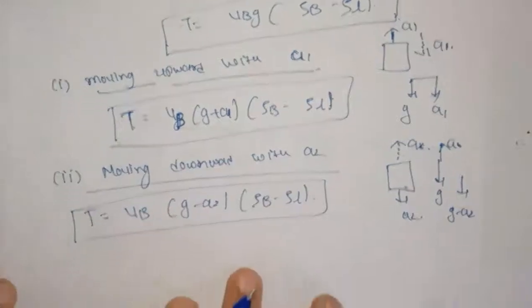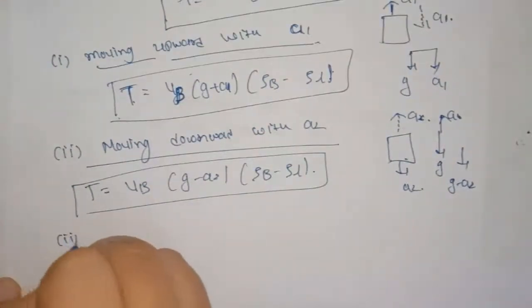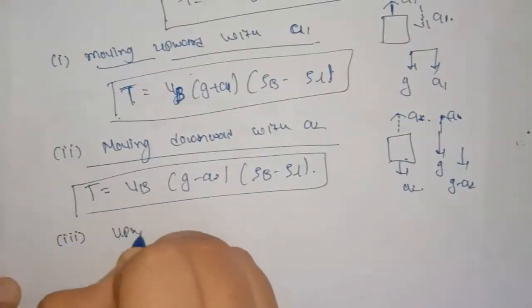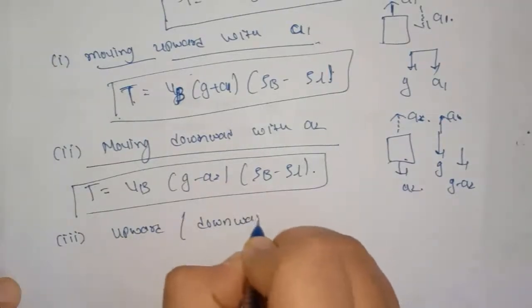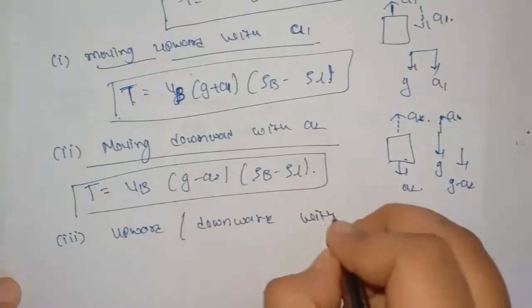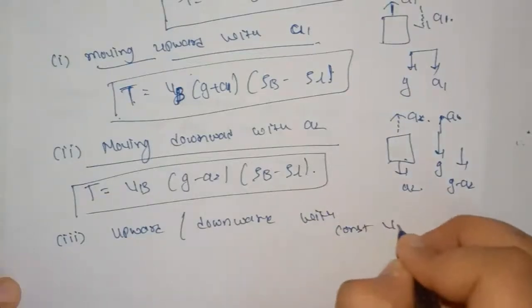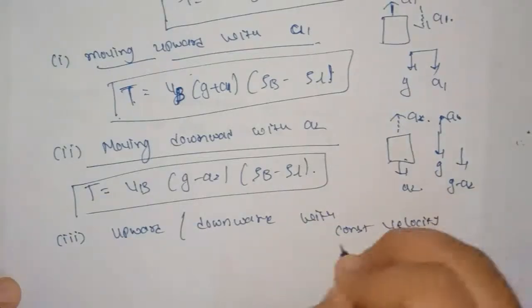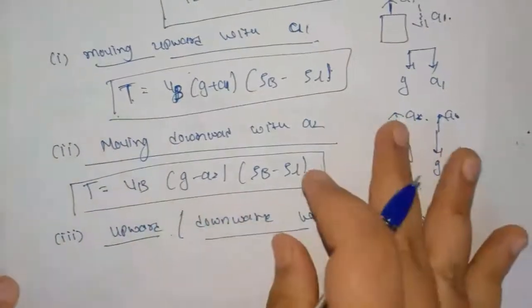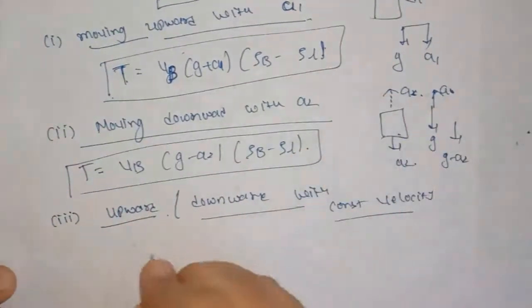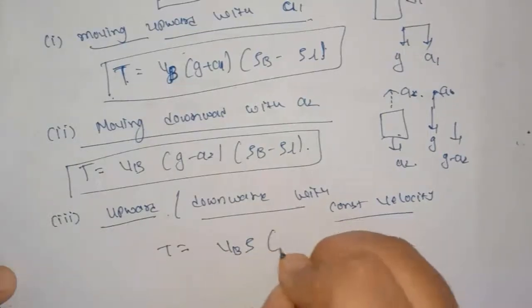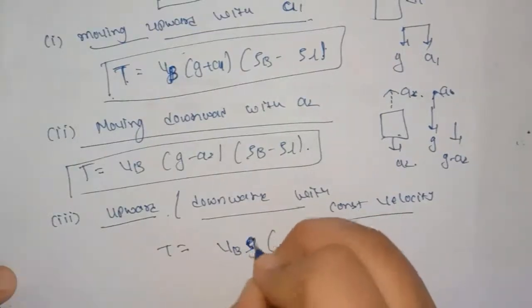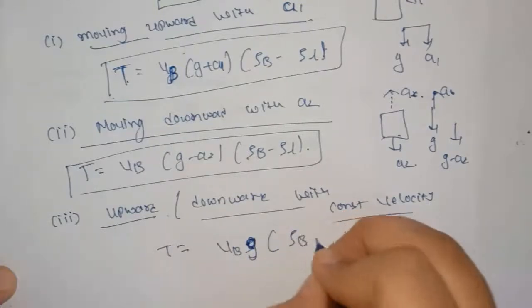If it is moving upward or downward with constant velocity, there will be no acceleration except the gravitational acceleration. So the tension force will be the same: volume of body into g into rho B minus rho L.